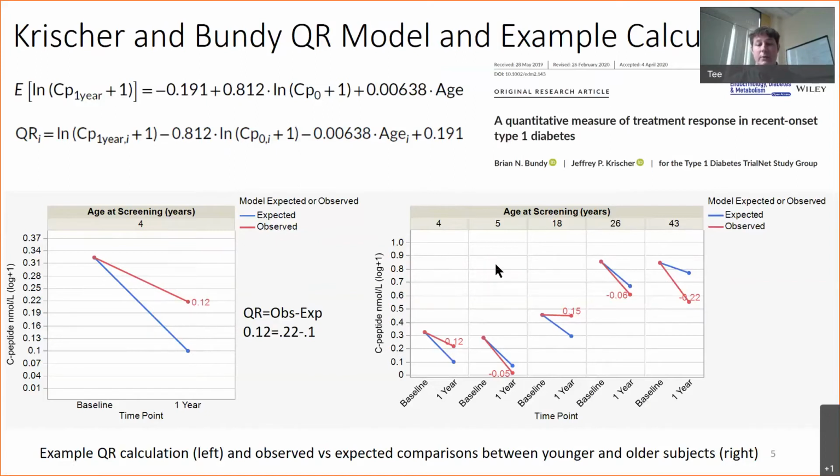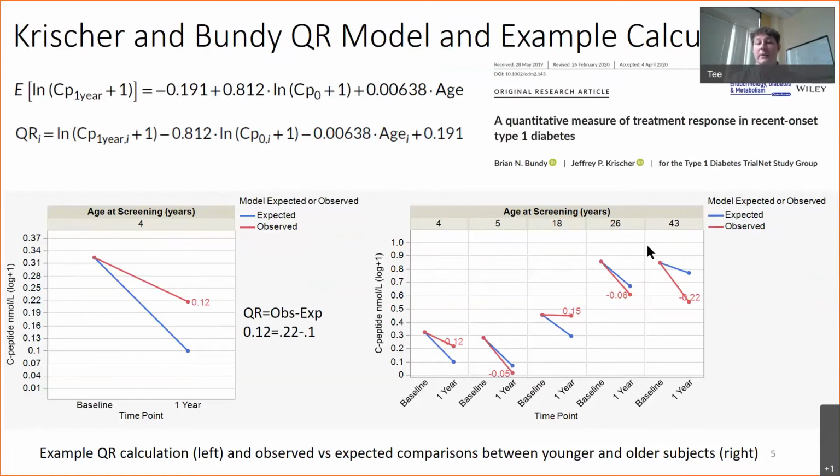a 5-year-old who had a slightly different trajectory. So again, the blue is the expected, the red is observed. These two subjects started at about the same level, 0.3, but you can see that the 4-year-old did better than expected, so they had a higher QR metric of 0.12 compared to the 5-year-old who had a decline that was about expected and a QR value of negative 0.05.